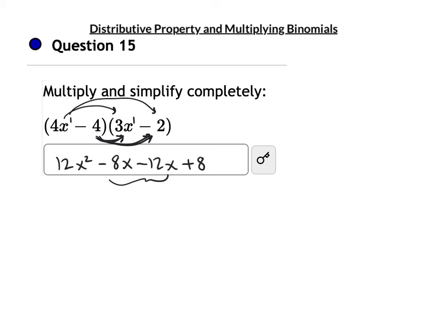Combine the middle, 12x squared, negative 8x and negative 12x make negative 20x. Negative 4 times negative 2 makes positive 8.